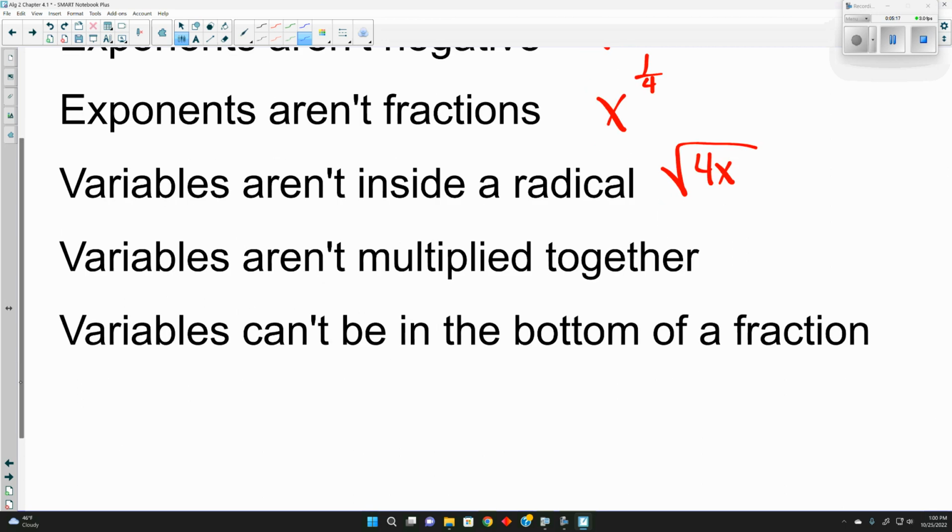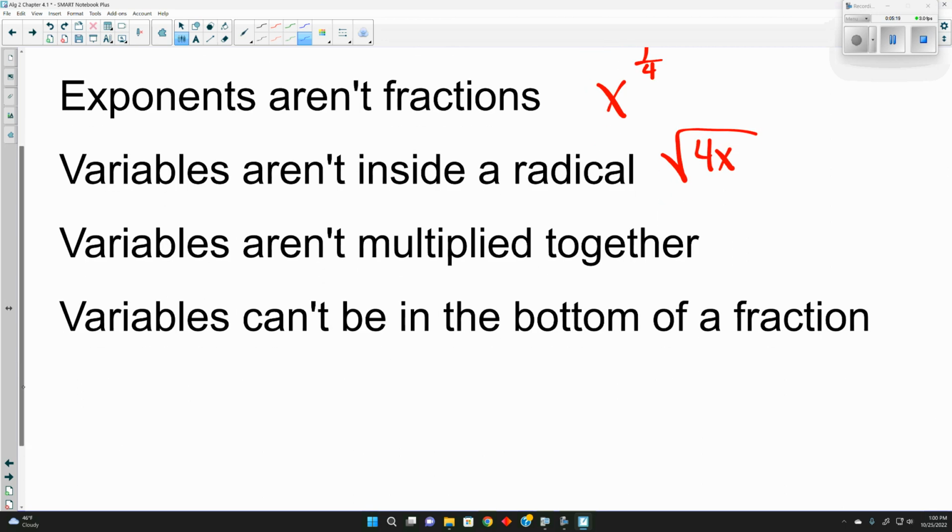Variables aren't multiplied together. Now this one here is a little misleading because x squared is technically x times x. That's not what we mean. What I mean by this here is saying x times y. We don't have two variables being multiplied together. We don't have that set up.